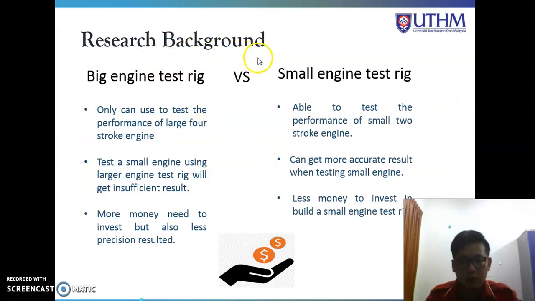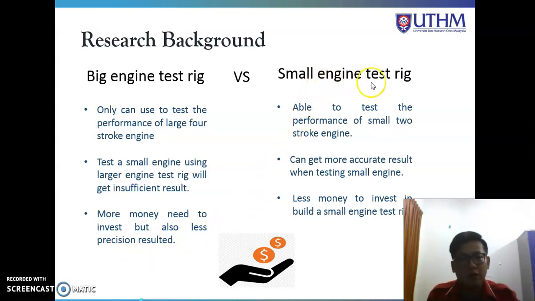The research background. Here is the comparison between the big engine test rig and the small engine test rig. The big engine test rig can only be used to test the performance of a large 4-stroke engine. Testing a small engine using a larger engine test rig will give insufficient results. And third, more money needs to be invested, but the result generated is less precise.